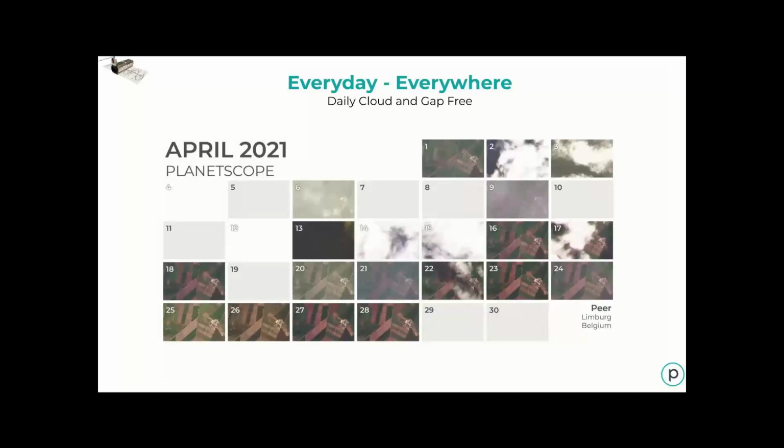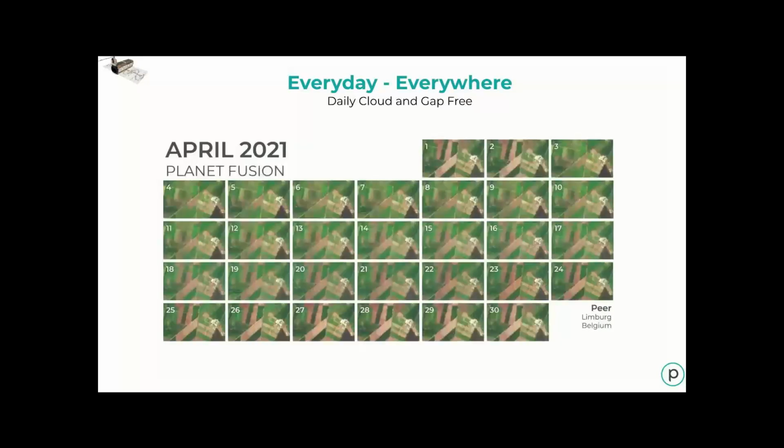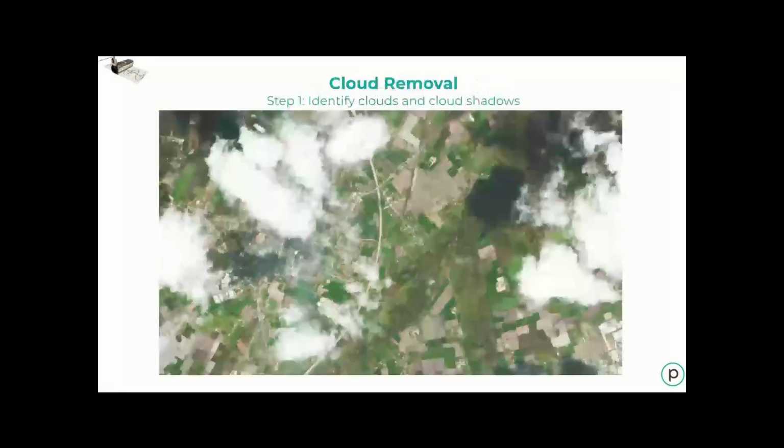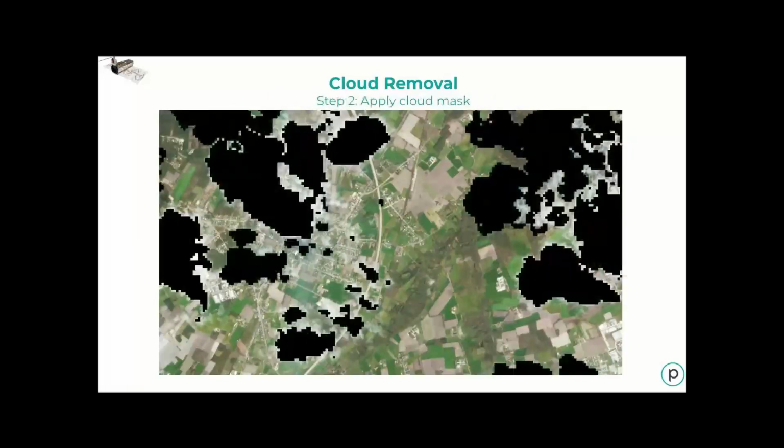If we then look at Fusion, what we get is a daily time series every single day throughout the month with no gaps and with no clouds. So that is when we're enhancing PlanetScope with Sentinel-2. You might want to ask, well, how do they get rid of the clouds and how do they fill the gaps? Well, what we see here first is a PlanetScope image, again over Limburg in Belgium, where we have the clouds. And what we do is we apply a cloud mask.